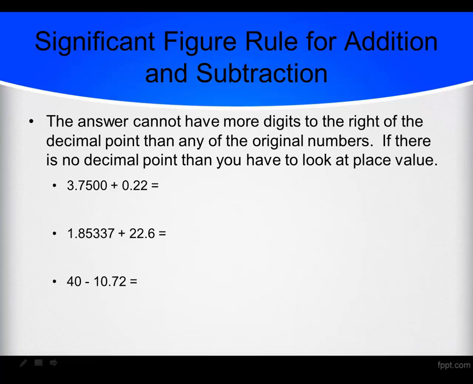So if there's no decimal point, then you have to wind up looking at place value. Basically, what I like to try and say is look at the last sig fig in each number and then determine where its place value is. You wind up rounding to the largest of the place values.